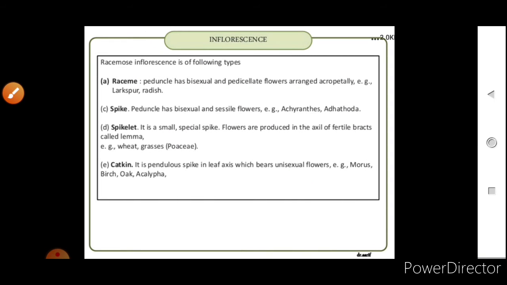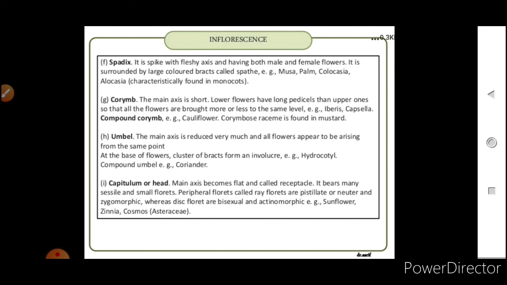In raceme, the peduncle has bisexual and pedicellate flowers arranged acropetally. Okay, in spike the peduncle has bisexual and sessile flowers. Spikelet is a small special spike. Flowers are produced in the axil of fertile bracts called lemma. And catkin is a pendulous spike in the leaf axis which bears unisexual flowers. Okay. Spadix is a spike with a fleshy axis and having both male and female flowers. It is surrounded by large colored bracts called spathe.